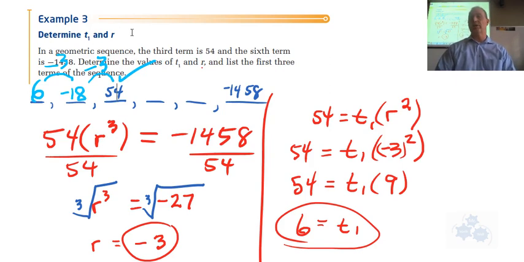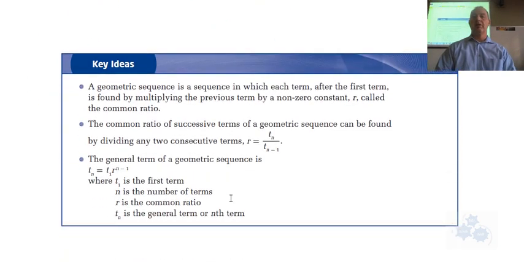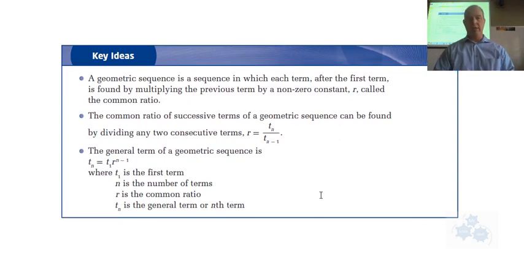Okay, you might have questions when you get going on the assignment, but let's just take a look at the key ideas first in the textbook here. And again, I'll go through these real quick. If there's anything on here that you do not understand or you think that I didn't cover, please ask before we get going on the assignment. A geometric sequence is a sequence in which each term after the first term is found by multiplying the previous term by a non-zero constant r, called the common ratio. The common ratio of successive terms of a geometric sequence can be found by dividing any two consecutive terms.